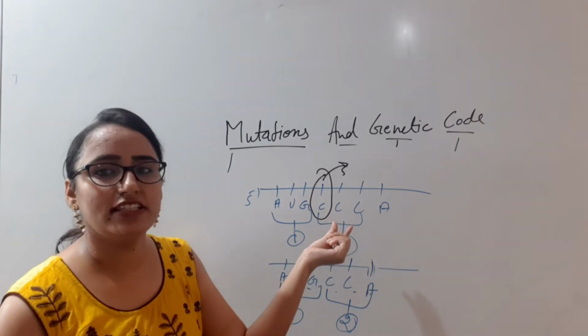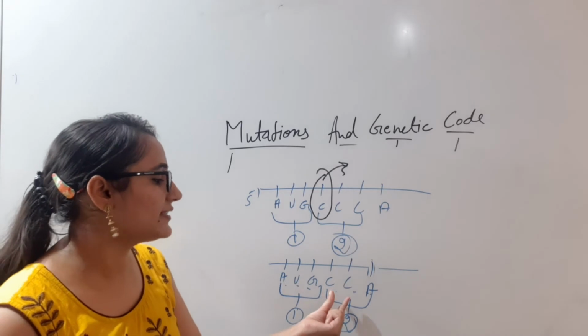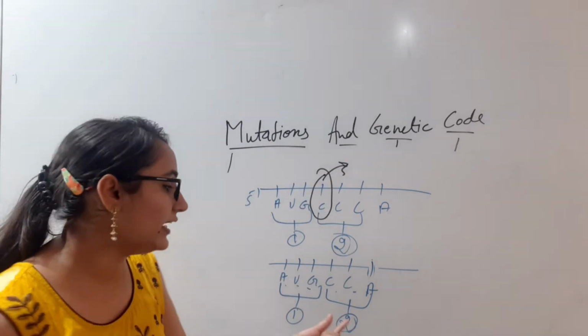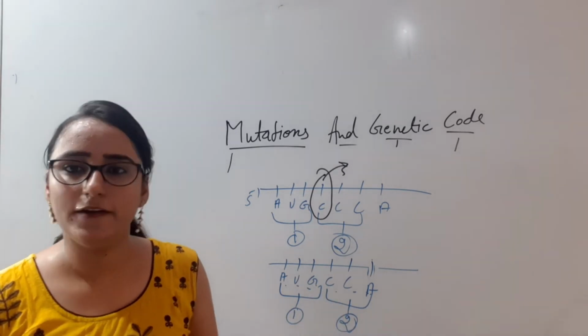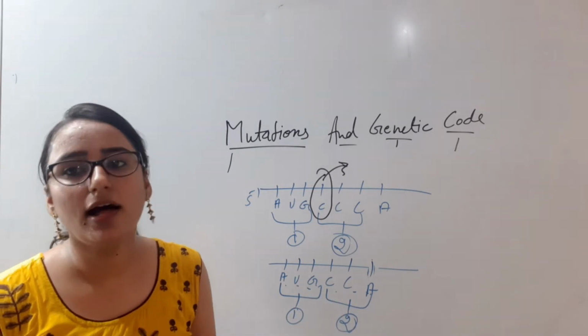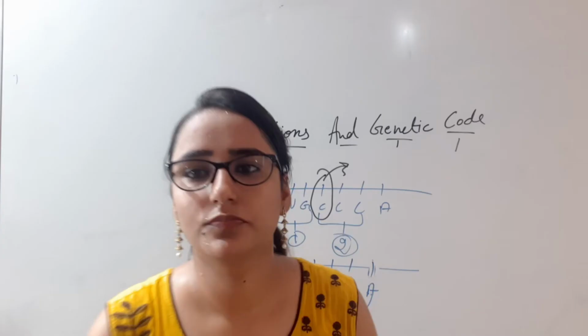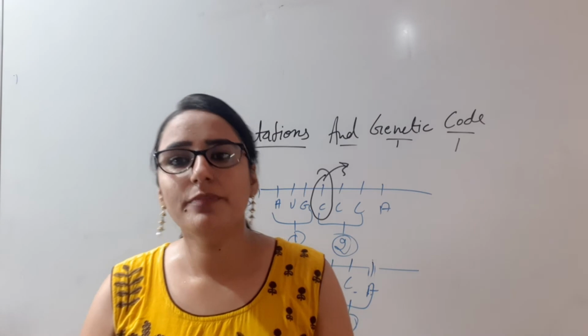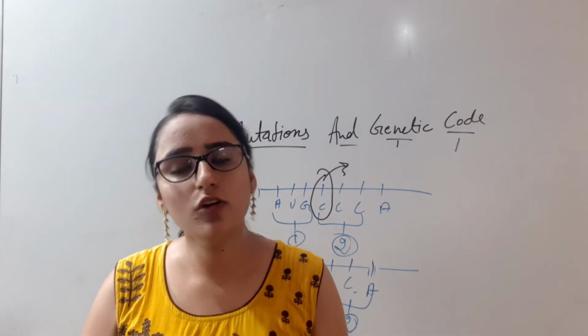Originally the second codon will be CCC, and in the modified RNA the second codon will be CCA. CCC will code for some amino acid and CCA will code for some different amino acid. So this will change the amino acid sequence of the protein. So this is about the point mutation. Point mutation means insertion or deletion of one or two nucleotides.